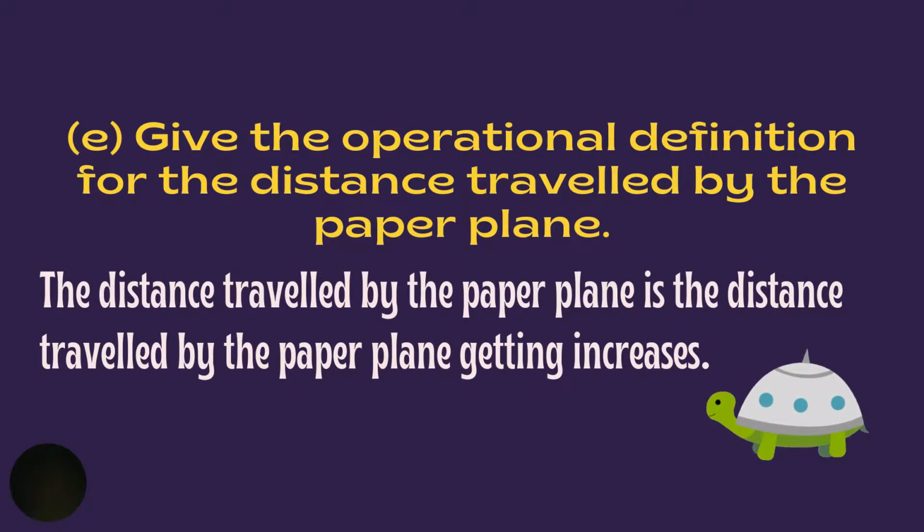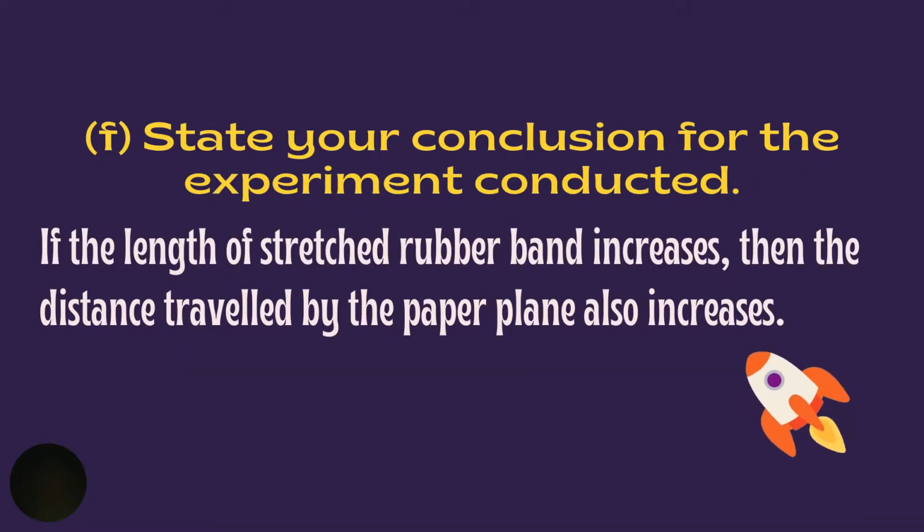Give the operational definition for the distance traveled by the paper plane. The answer is the distance traveled by the paper plane is the distance traveled by the paper plane getting increased. State your conclusion for the experiment conducted. The answer is if the length of the stretched rubber band increases, then the distance traveled by the paper plane also increases.